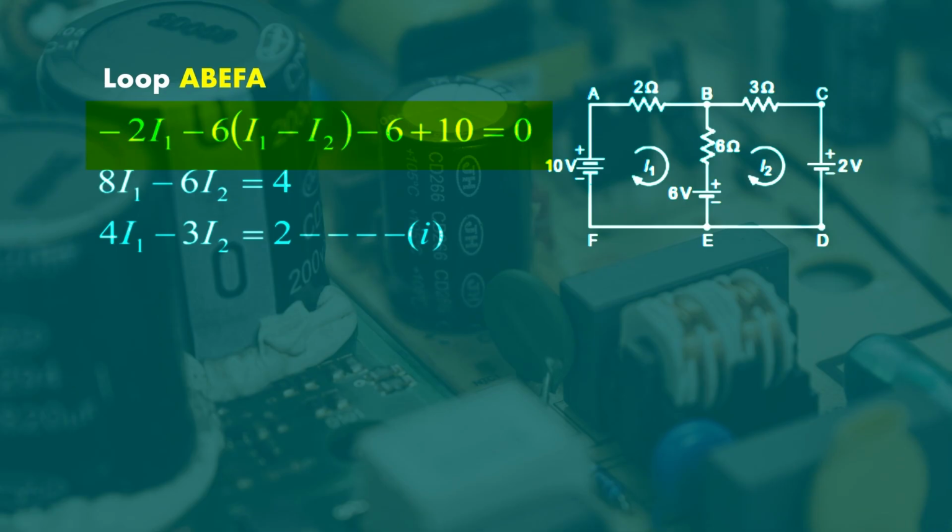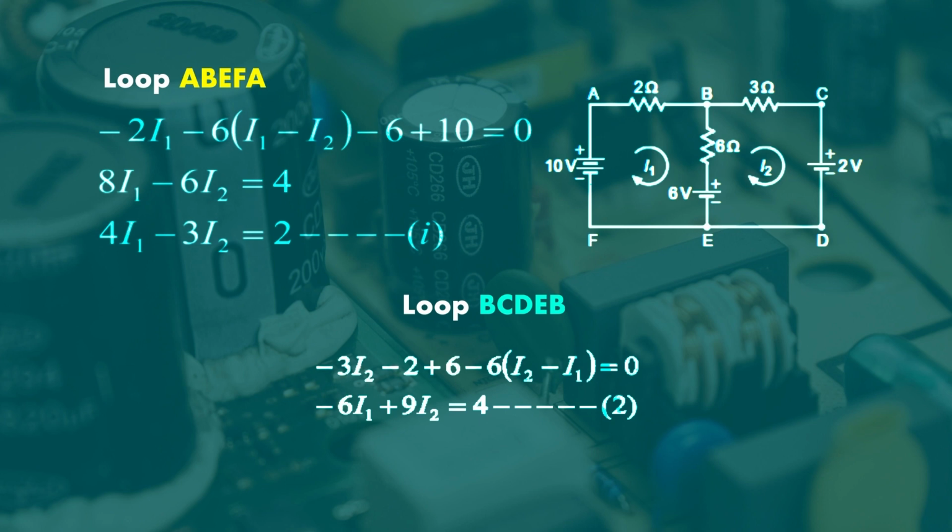Here you can see the current flowing through the 6 ohm resistance in the middle will be the net current, and that is I1 minus I2. When you are considering mesh 1, you assume that the I1 current is higher than the I2 current. So net current is I1 minus I2, which will flow from B to A. And when you are considering mesh 2, that is B, C, D, E, B, the net current is I2 minus I1. You assume that the I2 current is more than the I1 current. So net current is I2 minus I1, which will flow from E to B.